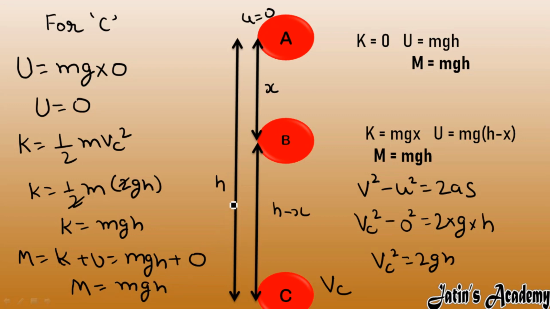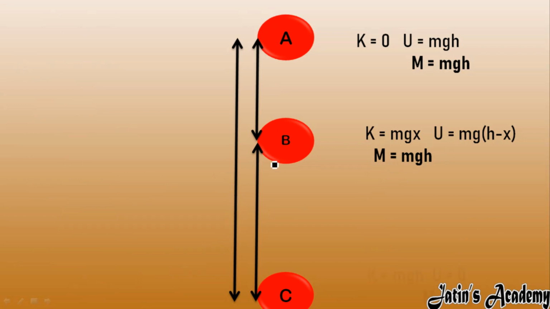So from this whole derivation what we got is that at each and every point, even though kinetic energy keeps on changing, even though potential energy keeps on changing, the sum of kinetic and potential energy, which is the mechanical energy, remains constant, which is mgh.